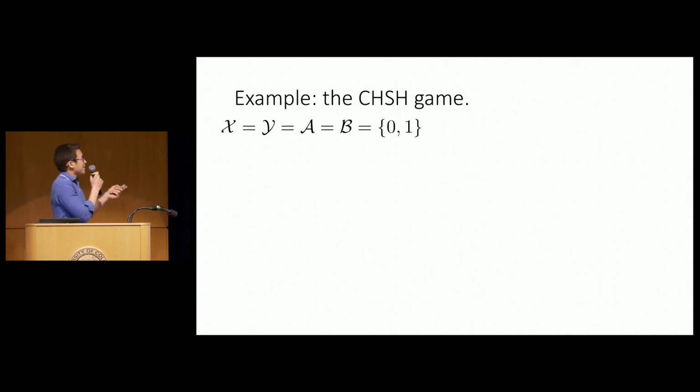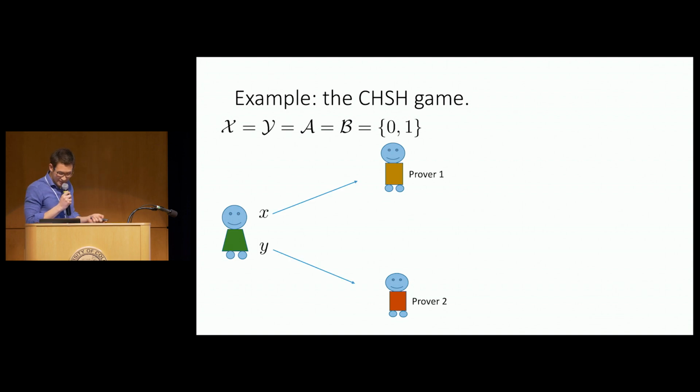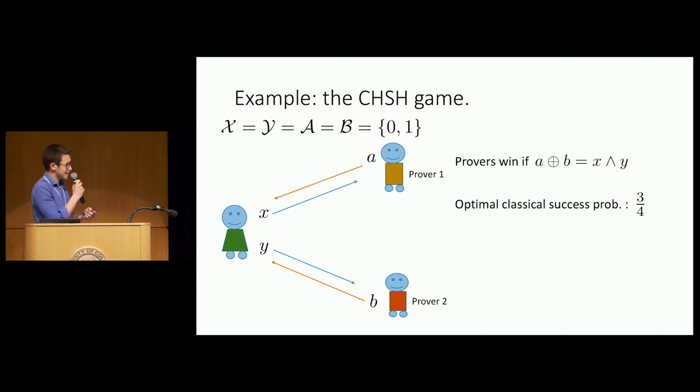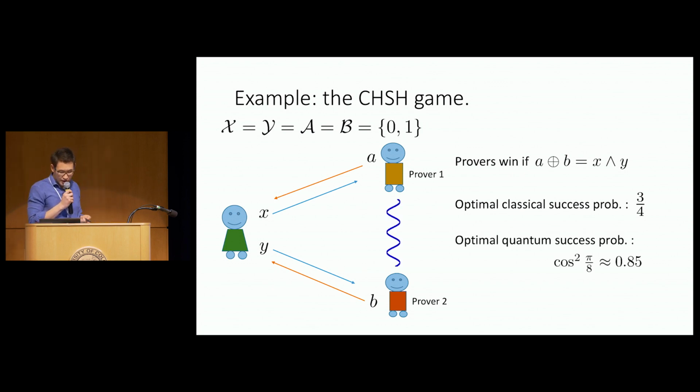The CHSH game is on question and answer sets of size 2. Again, the verifier picks questions X and Y, gets answers A and B. We say that the two provers win the game if the XOR of their answers equals the AND of the questions. We all know that the optimal classical success probability in this game is 3/4 when the questions are chosen uniformly at random. But if they are allowed to share entanglement, then the provers can do better. They can reach cos squared pi over 8, which is roughly 85%.